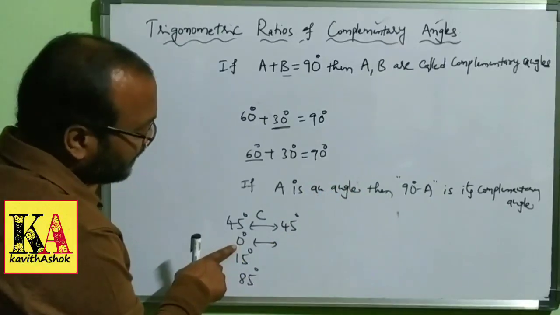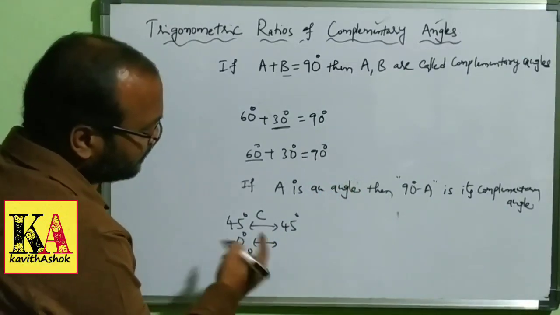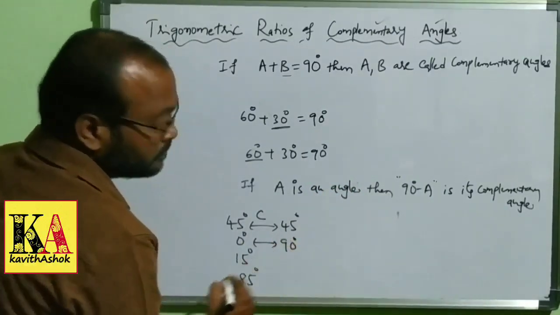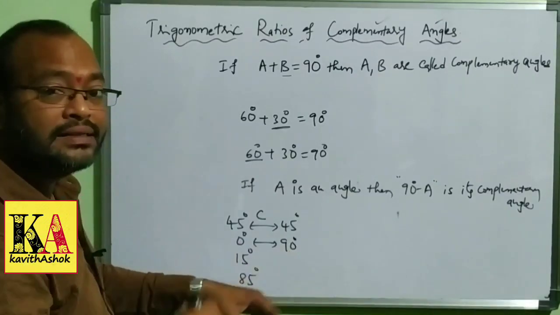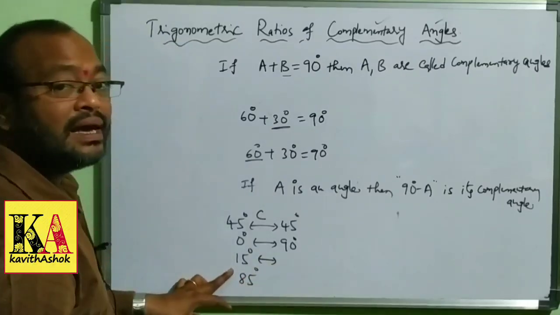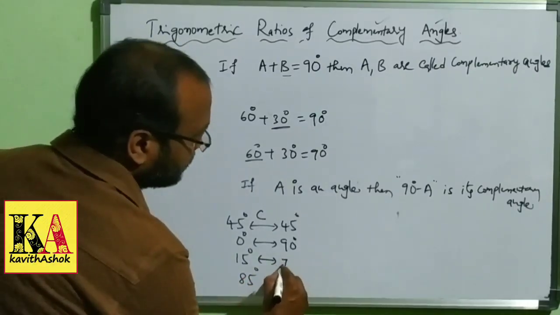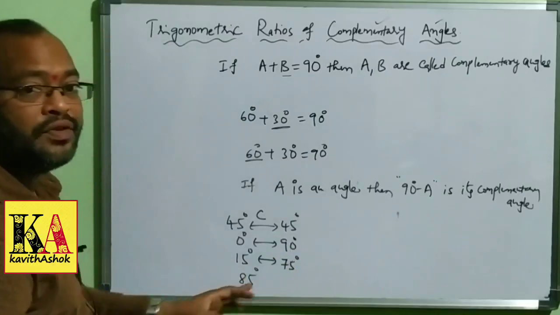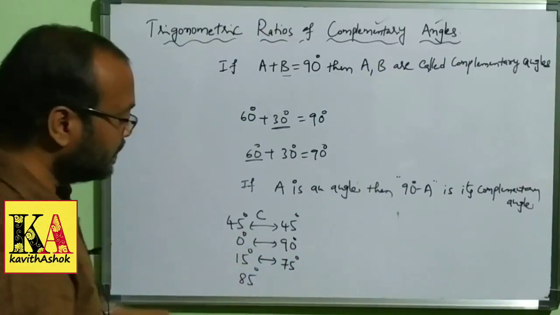Why? Because if we add 45, it will become 90 degrees. So what is the complementary angle of 0 degrees? Simple, 90 degrees. Why? Because if we add 0 to 90 degrees, then it will become 90 degrees. What is the complementary angle of 15 degrees? Yes, it was correct, 75 degrees. Why? Because if we add 75 degrees, then it will become 90.